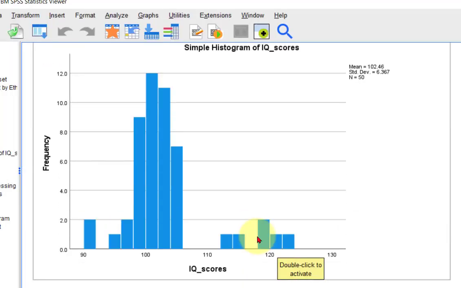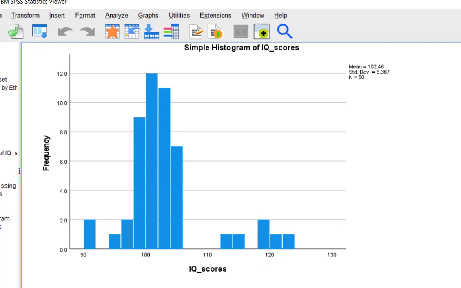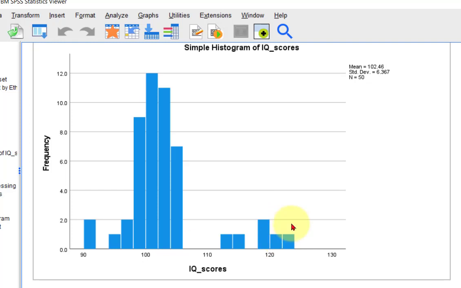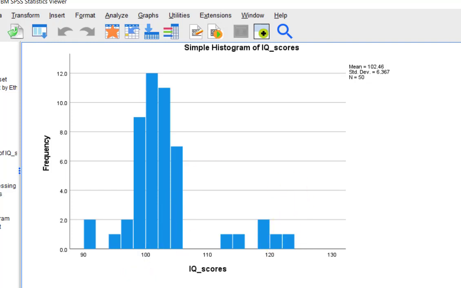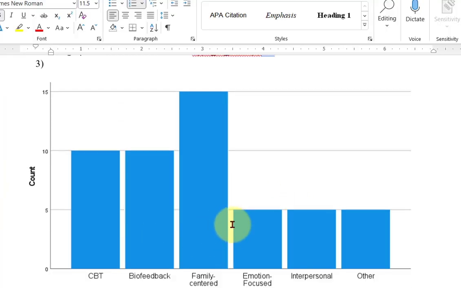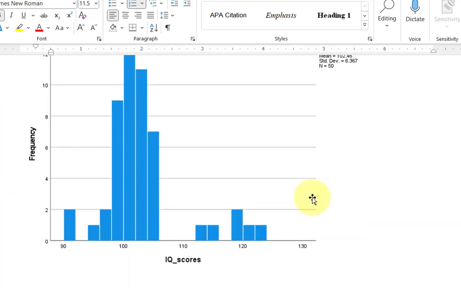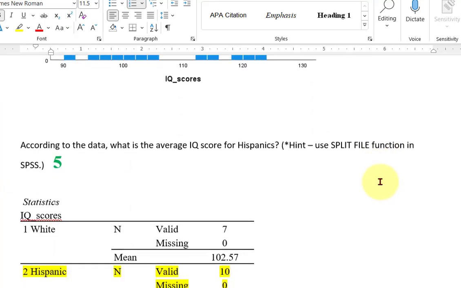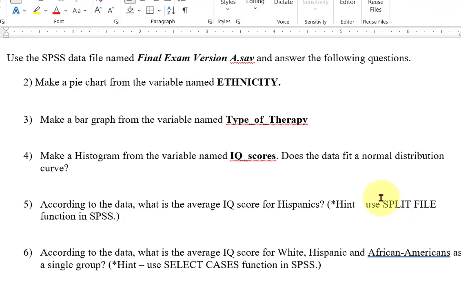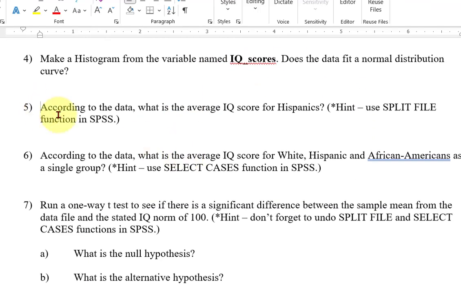And no, that is not normal. No question about it, right? So looks like you got some outliers over here, but again, it's just not normal. Okay, so all right, we did the histogram. Okay, so number 5.